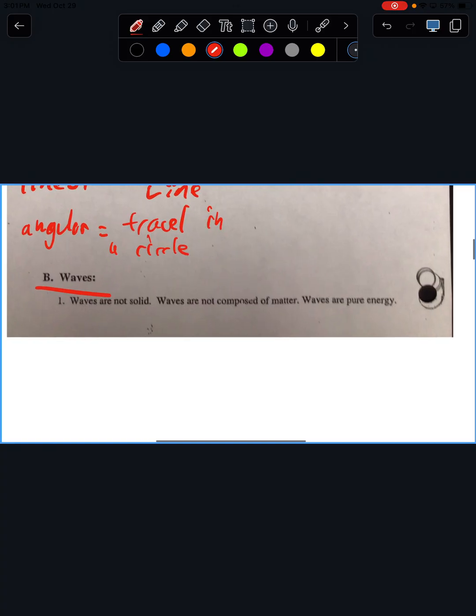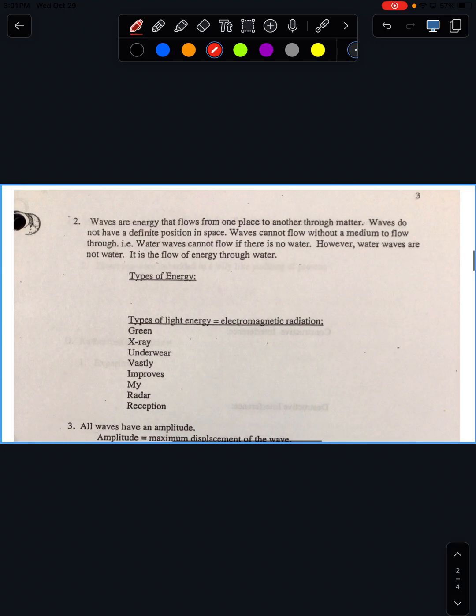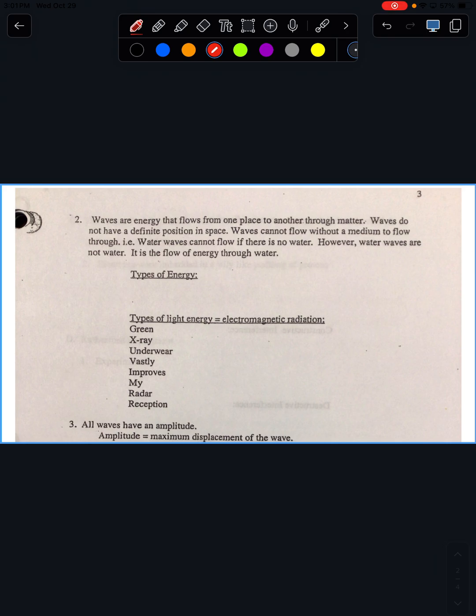Waves. Waves are not solid, okay? They are pure energy. Waves are energy that flows through matter.